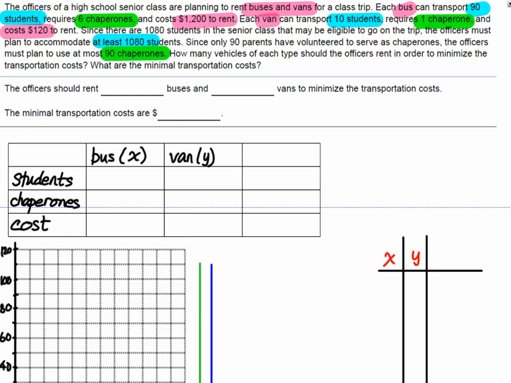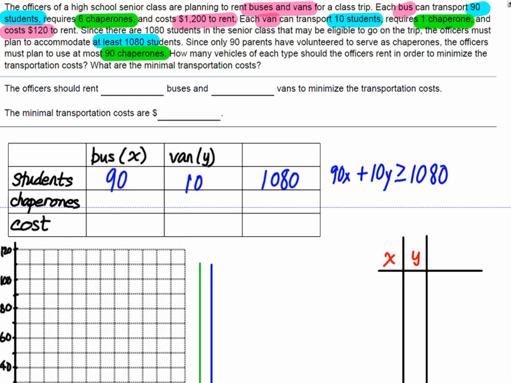So notice everything that we have in students is in blue. So let's put that on our chart. We have 90 buses, 10 vans, and we're going to accommodate 1,080 students. So our equation would be 90x plus 10y greater than or equal to 1,080. Our chaperones are in green, so let's document that.